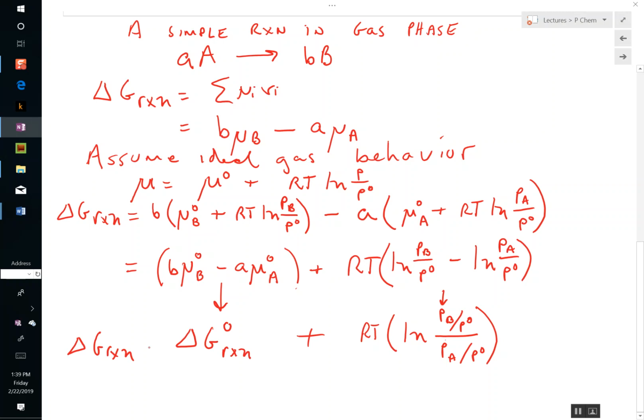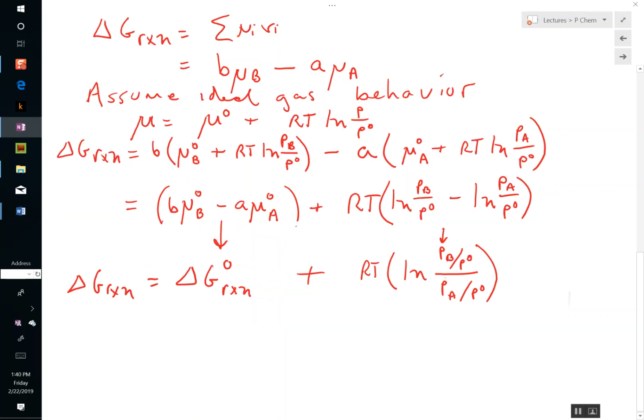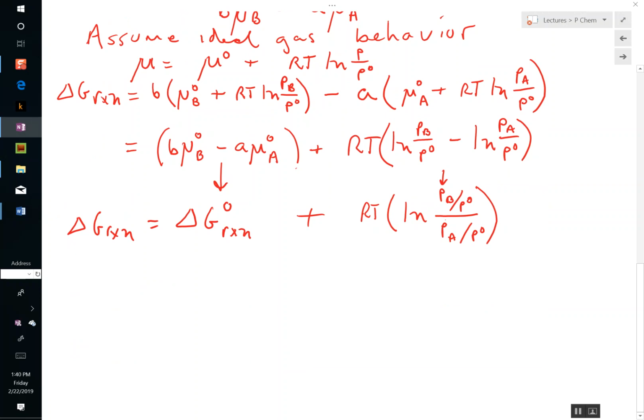So the delta G of our reaction at whatever conditions the reaction are is going to equal the delta G. Now this isn't a delta G of formation. This is a delta G of the reaction at standard, at 25 degrees C and 1 atmosphere, plus RT times log of these things, what the pressures would have been at this condition, but divided into the pressure of this reaction. The P naughts cancel out. So it's just PB over PA.